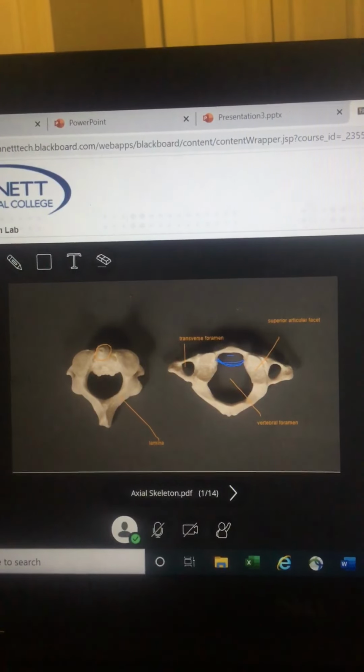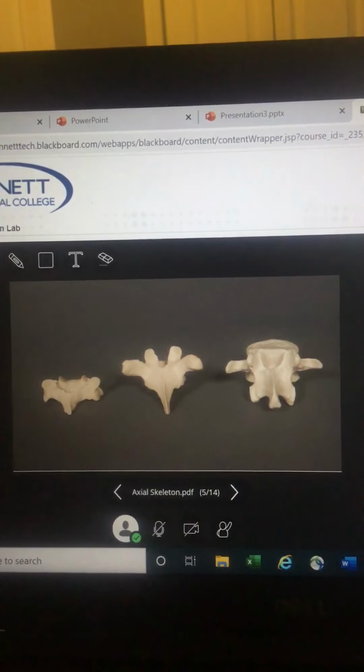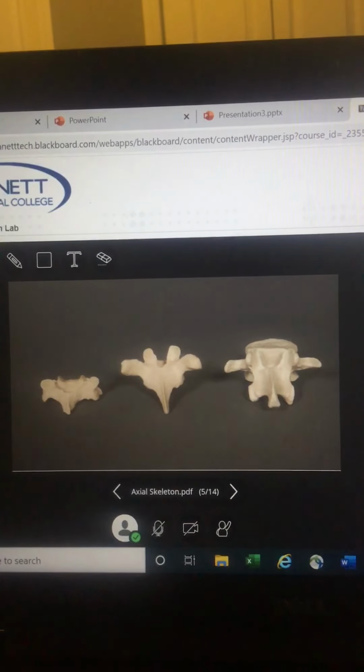All right. So if we look at this, can you show me thoracic vertebra? Which one is the thoracic vertebra?